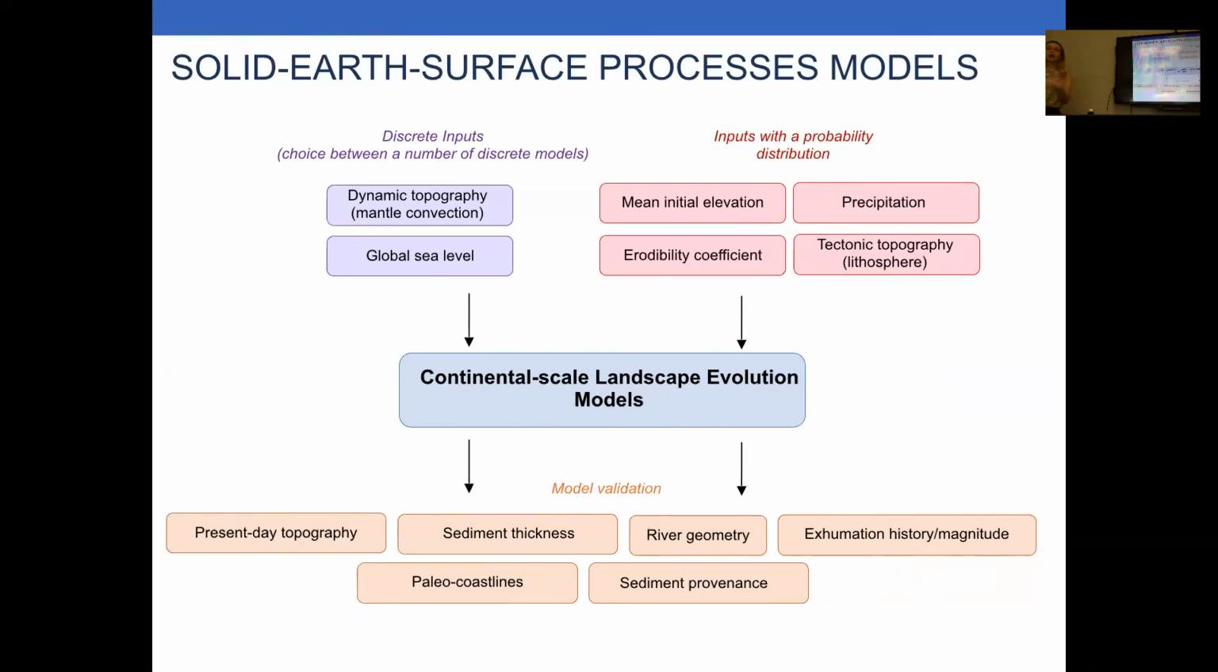be refined and validated based on known observational data, including present-day topography, sediment thicknesses, river geometries, exhumation histories, paleocoastlines, and sediment provenances. And so for my study, I only used two of these down the bottom, the present-day topography and the river geometries, and so I'll focus on these towards the latter half of the presentation. So now I'll just go through each of the top six parameters individually so you can understand what they are, the nature of them, and their uncertainties.